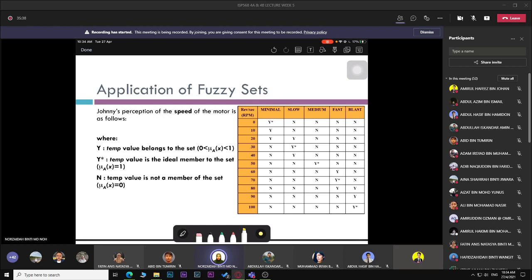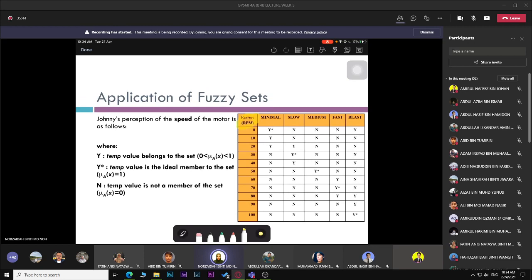The same applies here. Cuma dekat sini dia punya variable adalah speed, which speed is measured by RPM. Okay, 0 sampai 100. Ni dia punya set dia, value dia. And then dia nak cuba apply kepada minimal, slow, medium, fast and blast. Okay, so dia identify dekat mana dia identify Y star dia. Gitu. Biasanya when you identify Y star, dia mesti ada grey area which is Y dekat sekeliling dia before you go to no. Okay, cuma dekat sini dia letak yang medium tu tak ada.